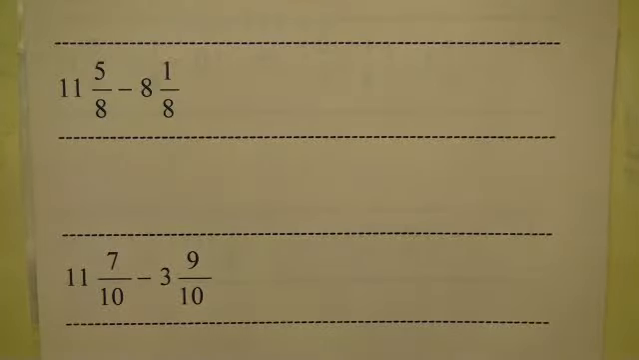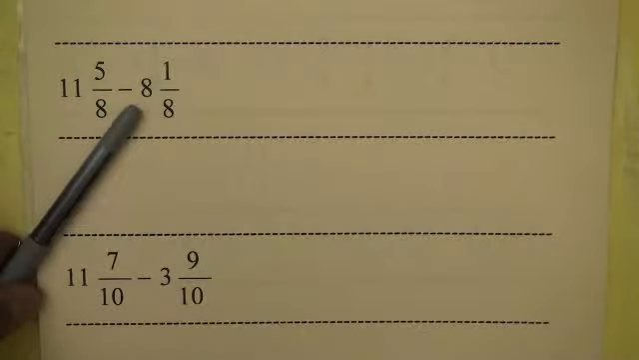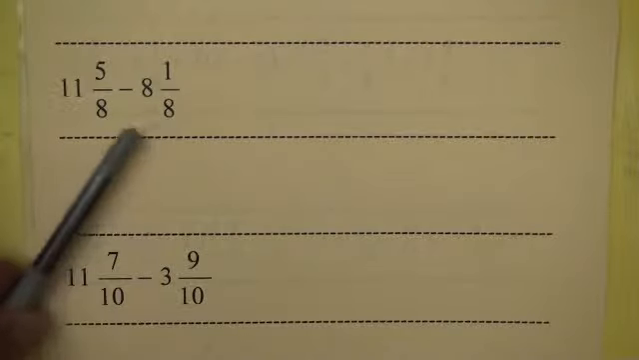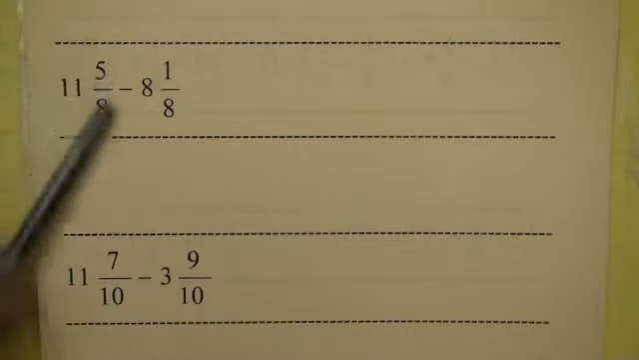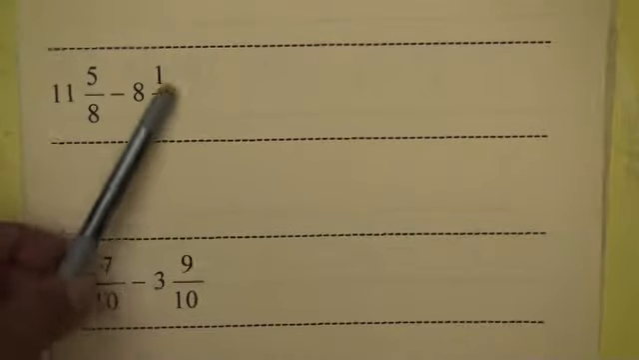Next one, what if we were to subtract? What we could do is this. Now, one of the things we can hopefully understand is that we have to take away 8, and then we have to take away the 1/8. So 11 and 5/8 is some kind of numerical value. We're going to take away 8 from it, and we're taking away the 1/8.